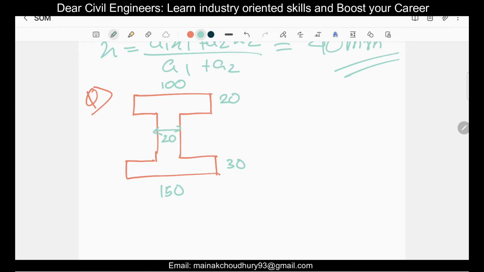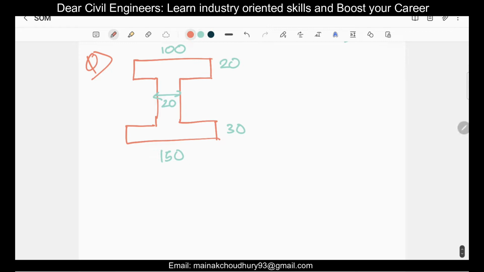Now you have to determine the position of the center of the whole I section. So the question is, determine the position of the centroid, right?